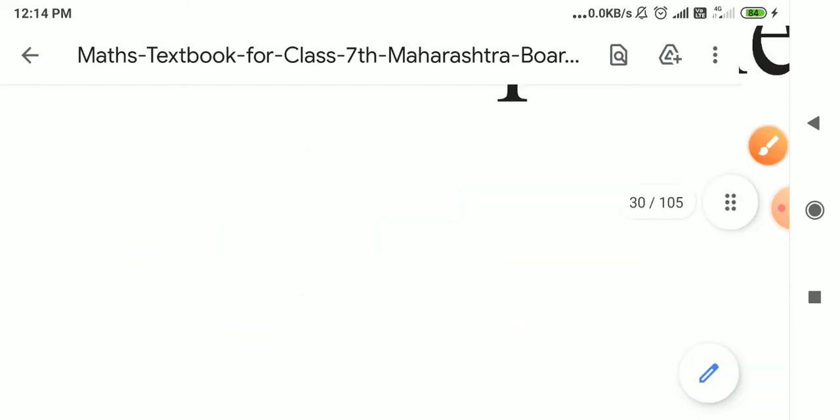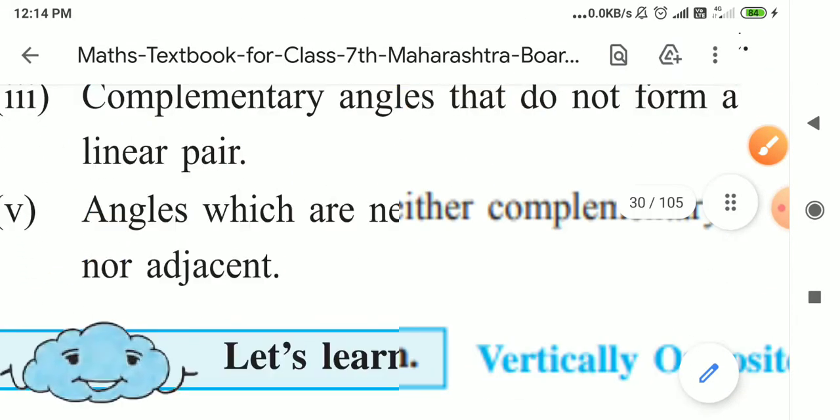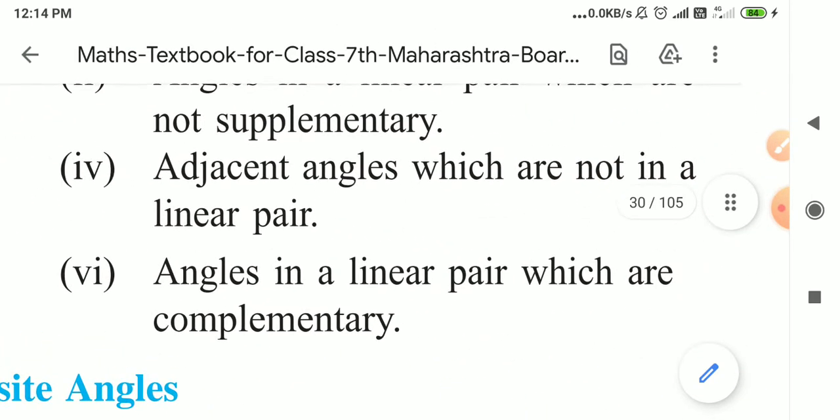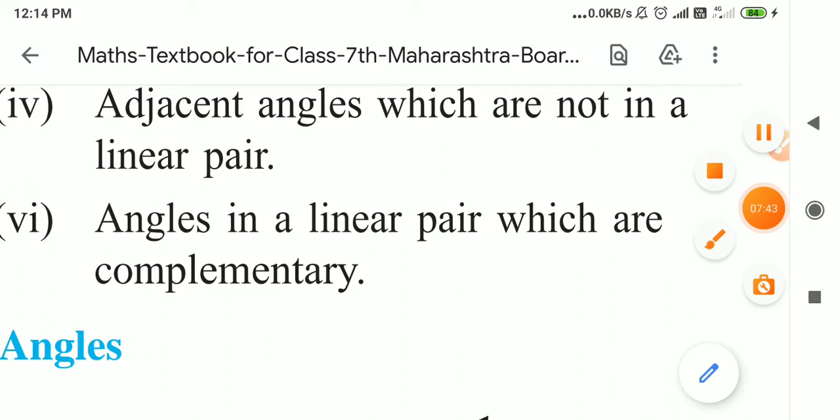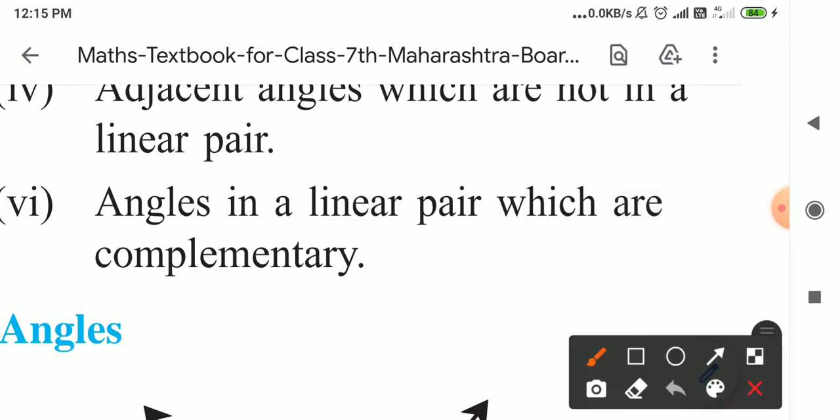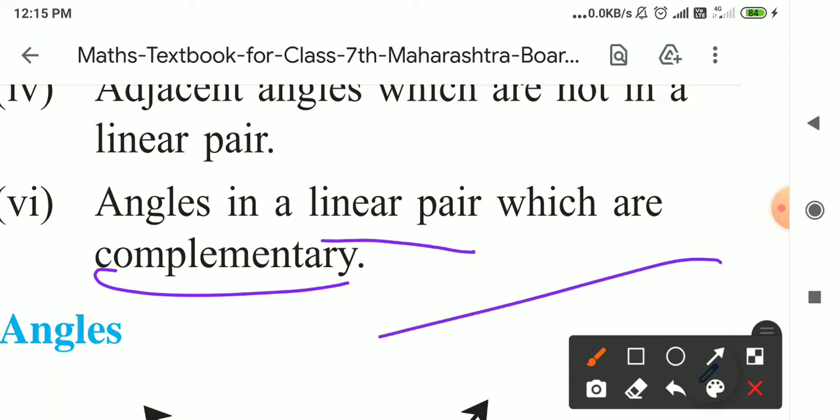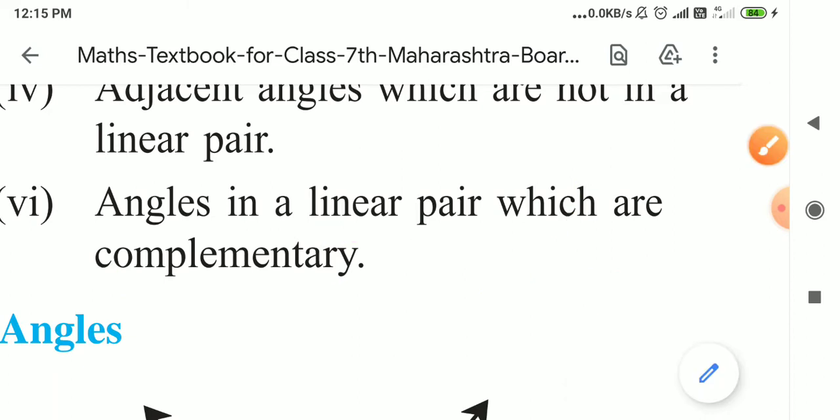Okay, so we told you how to write this statement. First draw the figure. Next question: angles in a linear pair which are complementary. Just tell me, complementary means what? 90 degrees. Linear pair means the sum of the measures is how much? 180 degrees. So this statement is not possible. Why is it not possible? Because a linear pair of angles has 180 degrees, which is more than the complementary angles' sum. That's why it is not possible.